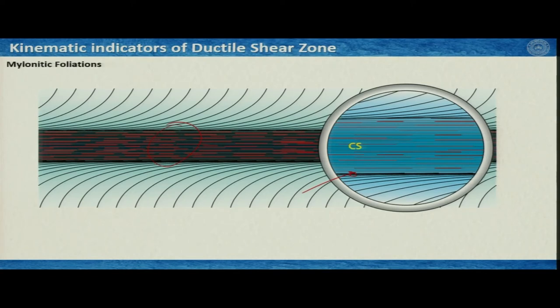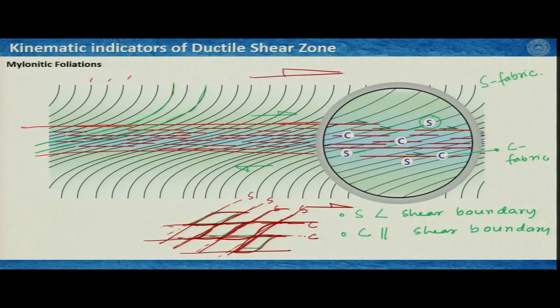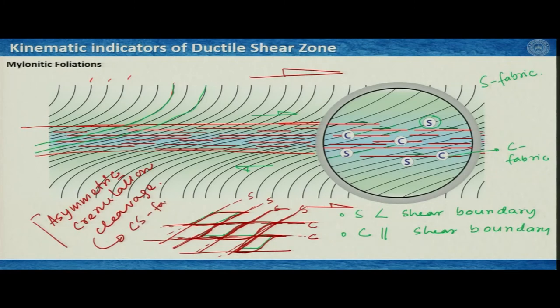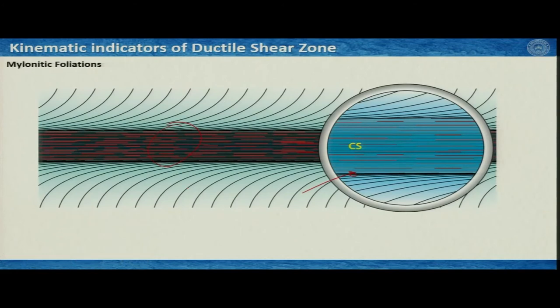So this is known as CS fabric also when they are parallel to each other. And sometimes these are known as asymmetric crenulation cleavage. This is analogous to CS fabric. But here we don't see that, at least in the scale we are observing here.